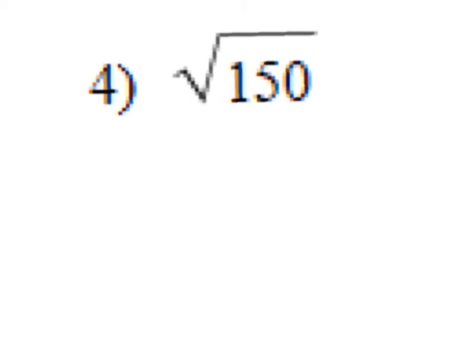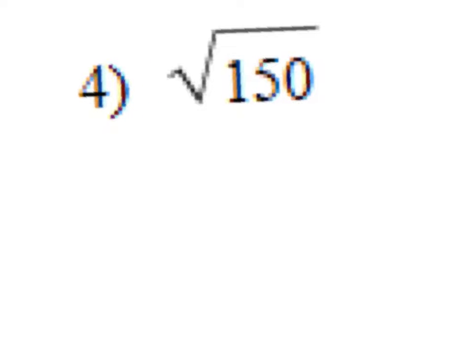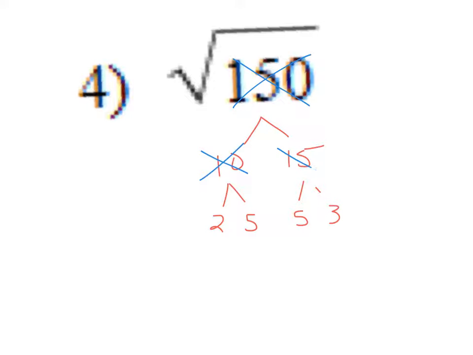Okay, let's try another one here. So I'm going to break down 150. This time I'm going to do 10 times 15. Now, if you want to do 2 and 75, that would work too. The 10 breaks down to 2 and 5, and then the 15 would go to 5 and 3. Again, if you've broken it down, don't use it.